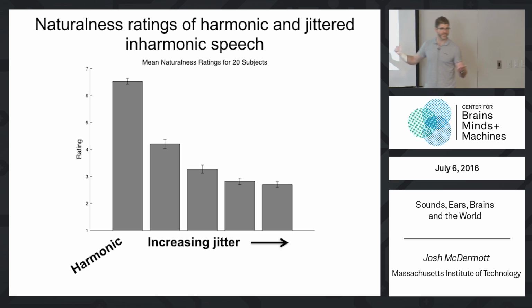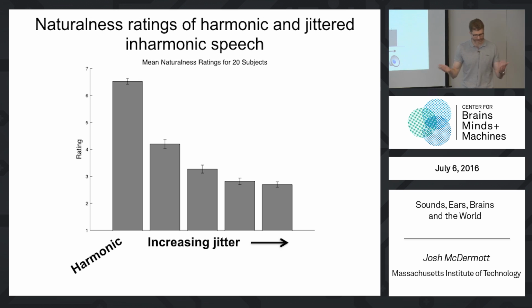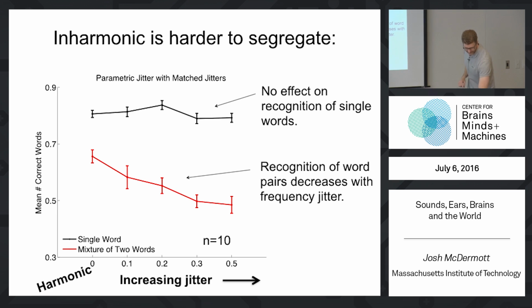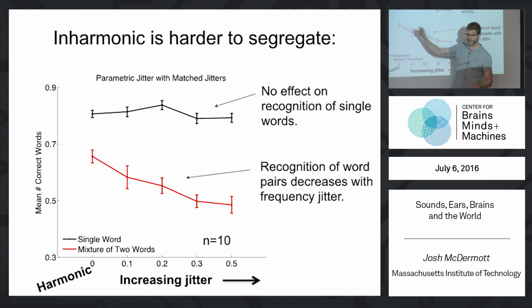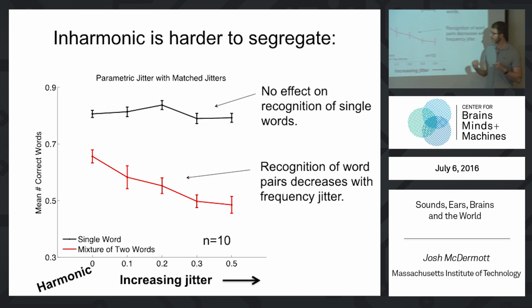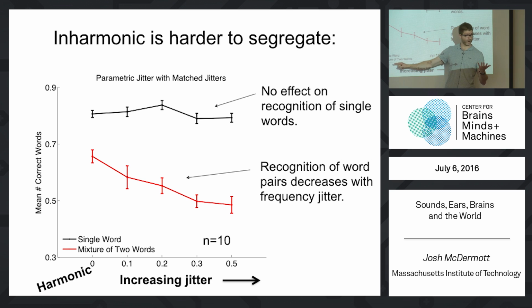Okay, so the point of this is just that it sounds weirder and weirder, and then it kind of bottoms out. So what happens when you do this experiment? Here are the results of this word recognition experiment. What's been plotted here on the y-axis is the average number of words that people correctly type in as a function of the amount of jitter. So this is when the speech is regular and harmonic, and we're adding more jitter to it.